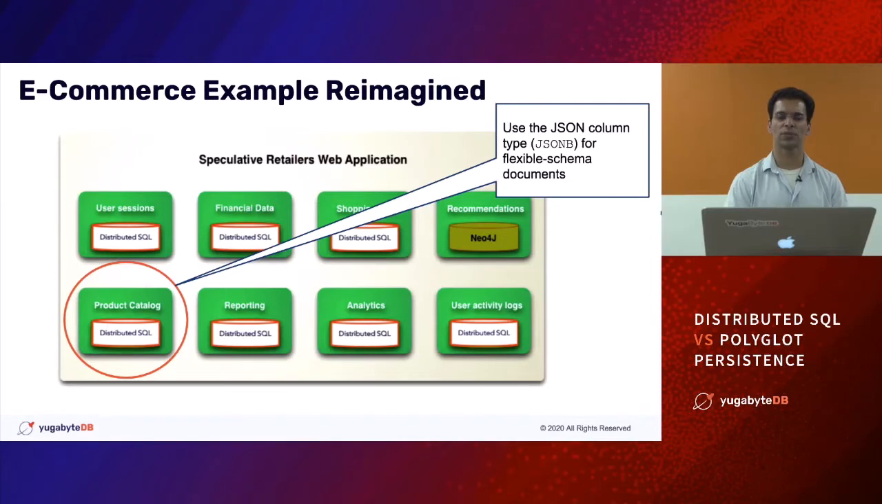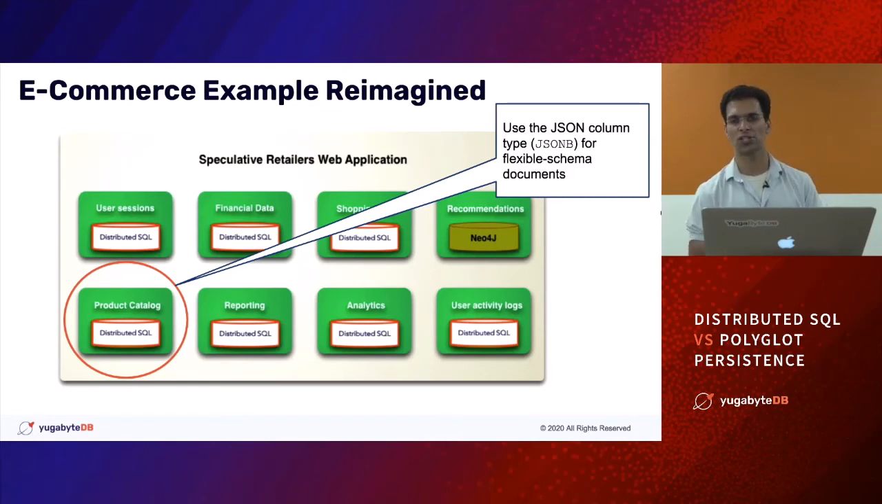Now, if you go into something like the product catalog, which requires a flexible schema model, like something that we said we'd use MongoDB for, because your schema can evolve very rapidly. You didn't want to set a fixed schema and get locked in, and every time your schema evolves, it results in an alter table schema change operation. Well, most of the modern RDBMSs have evolved to support flexible schema data types like JSONB in PostgreSQL. So with Yugabyte DB, you should simply be able to use the JSON column type, which is JSONB, to model and store flexible schema documents and manipulate them.